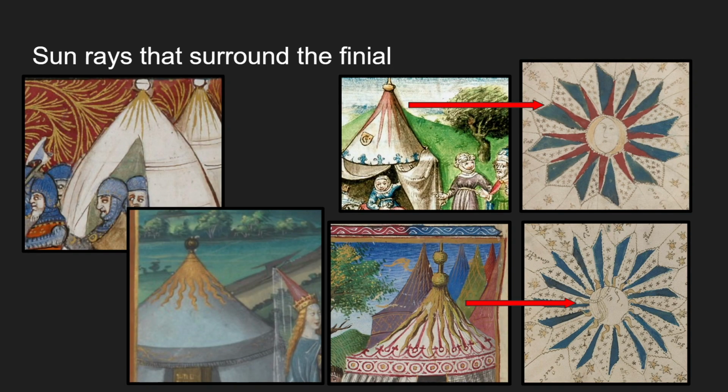Another celestial decoration on tents is rays that surround the finial. This feature gained popularity in the later 15th century, but examples from the early 15th century exist as well.